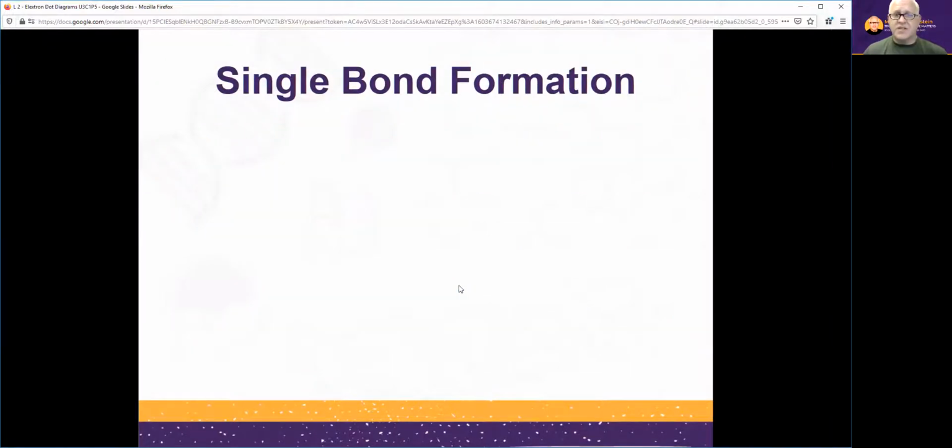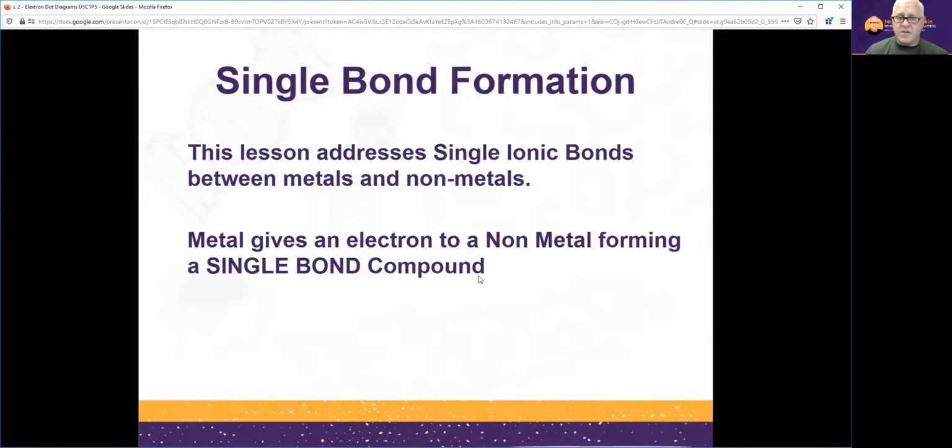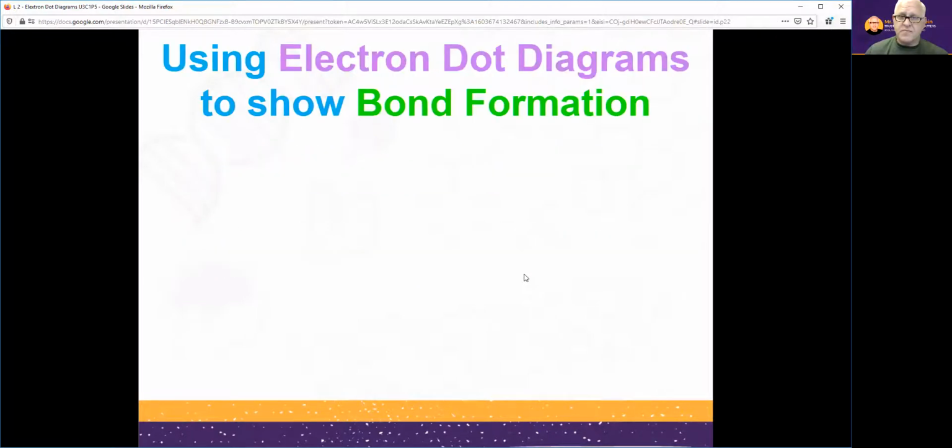So let's first look at a single bond formation. And this lesson addresses the single ionic bonds between metals and nonmetals only. Metals give an electron to a nonmetal, forming a single bond compound. So let's see how we use this electron dot diagram to show this bond formation.